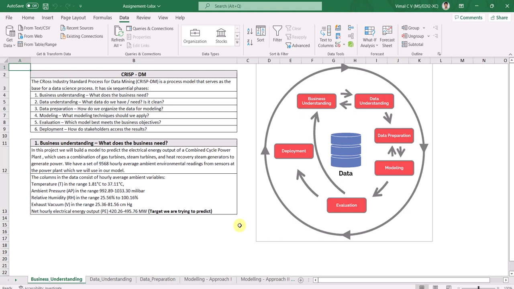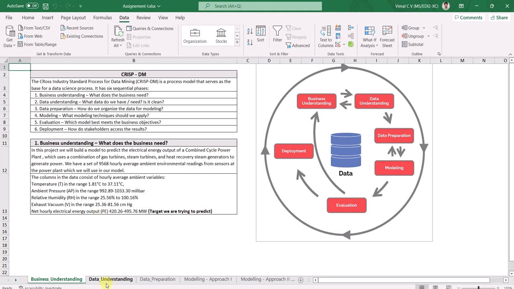The first one is business understanding. Here the problem statement is: in this project we'll be building a model to predict the electrical energy output from a combined cycle power plant, which uses a combination of gas turbine, steam turbine, and heat recovery steam generators to produce power. The data set we have is a total of 9,568 hourly average ambient environmental readings from the sensors of the power plant, and we will use this data set to build our model. So this is the business understanding. Finally, we are going to predict the net hourly electrical energy output. This is our target variable which we are trying to predict.